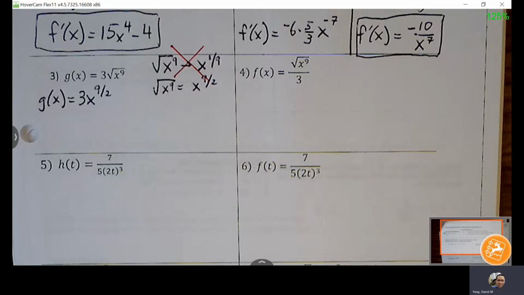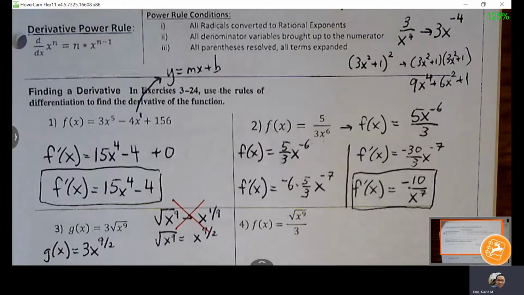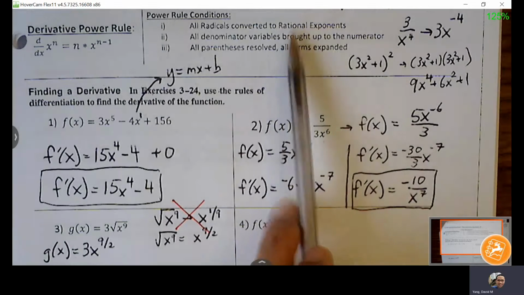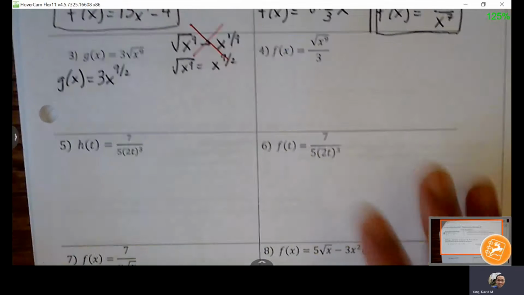So now we can do power rule, right? Everything is okay with the rest of the expression. No parentheses, no radicals, no denominator, variable. Okay, so G prime.